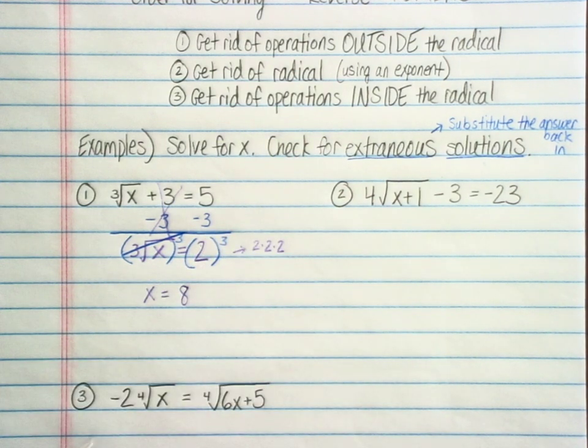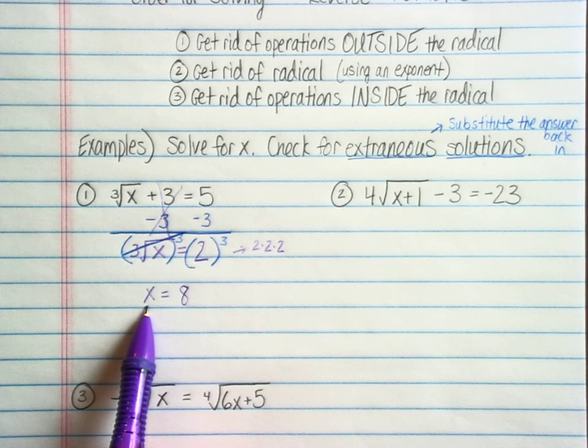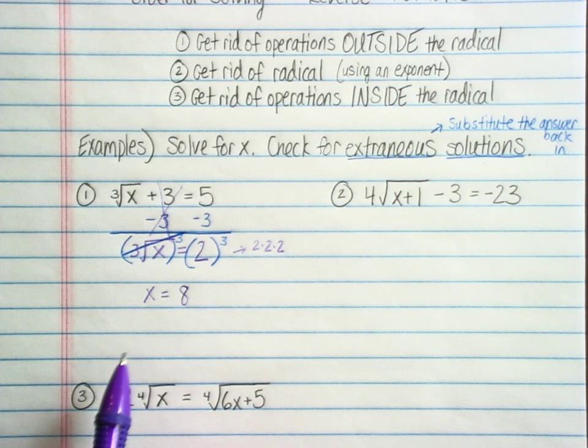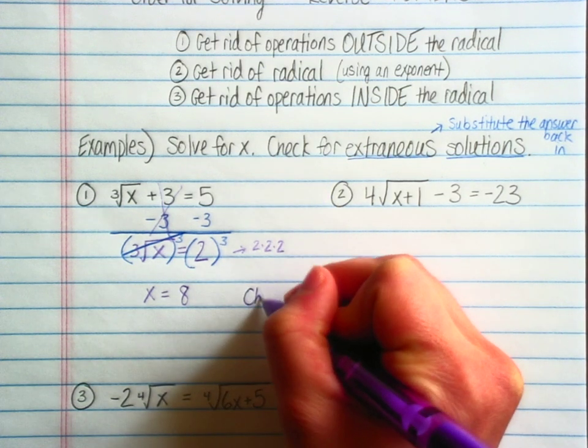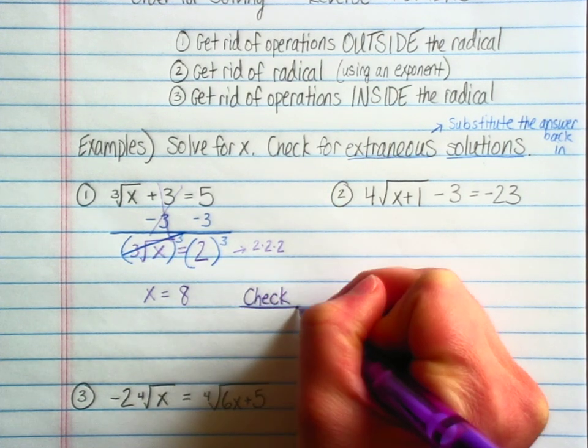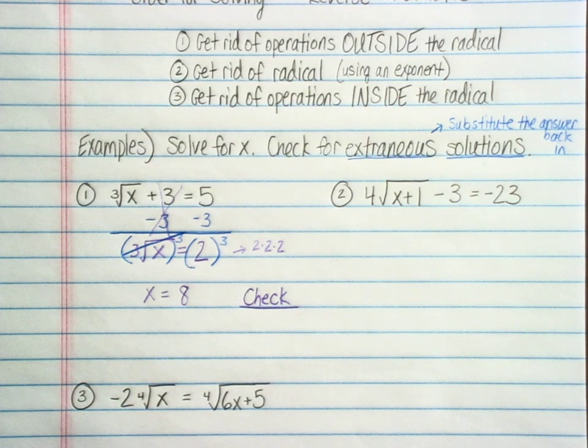And so since there's nothing left to do on the left side, it just says x equals, that means I'm done solving. But before I circle this answer, I am going to check for extraneous solutions. So off to the side here, I'm just going to write check, and I'm going to show my work for how to check my answer.